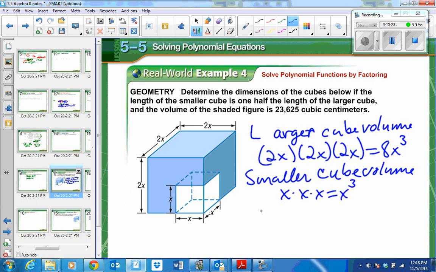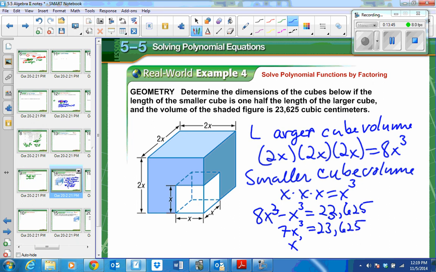Now we want to take the volume of the larger cube and subtract from it the smaller cube, because that's what's going to be left, and that's what is equal to 23,625. This becomes 7x cubed equals 23,625. Divide by 7, and we get 3,375.